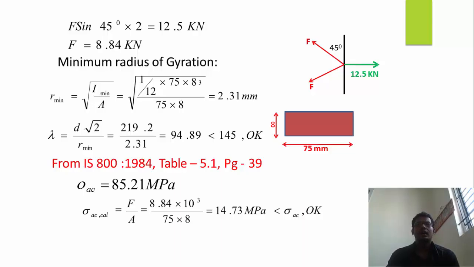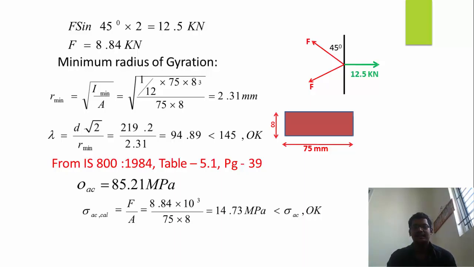Now we know that I is equal to R square into A, so R is equal to root of I by A. Here I is equal to BD cube by 12, and A is 75 into 8. Substituting the values, we get R as 2.31 mm. Now again, lambda is equal to length L by R, where L effective is D root 2, which is calculated already, and R minimum is taken. Hence, we find the value as 94.89, which is lesser than the given value of 145 for lacings. Hence, the section is okay.